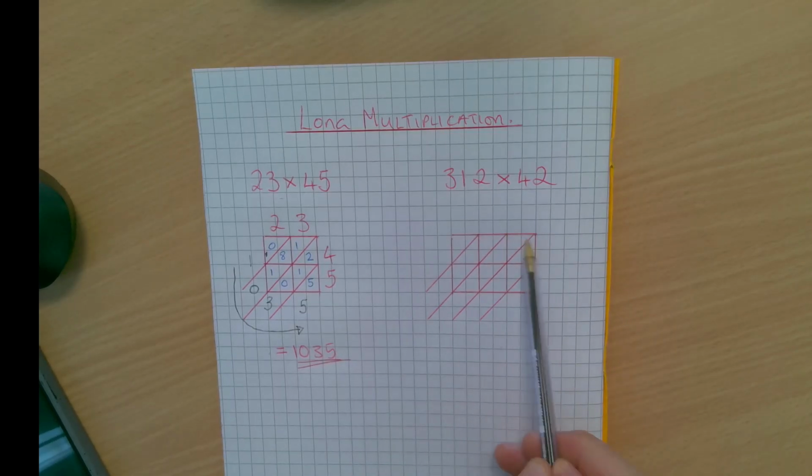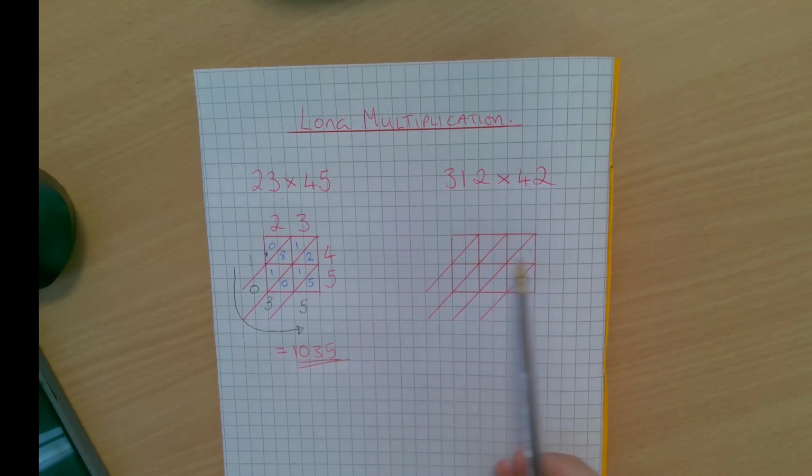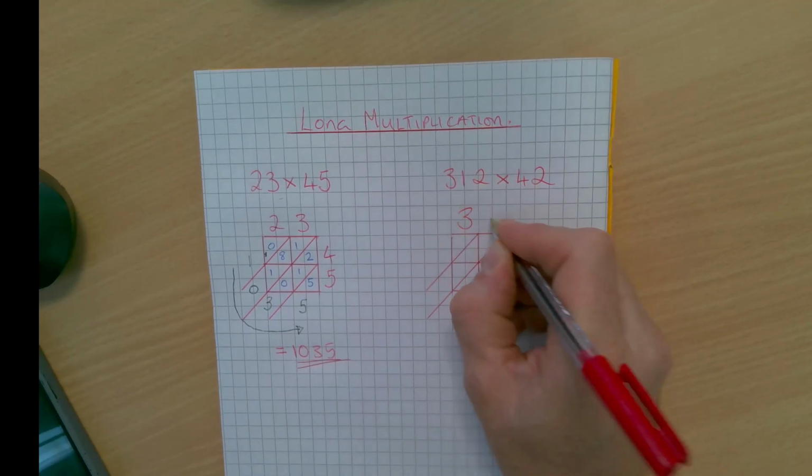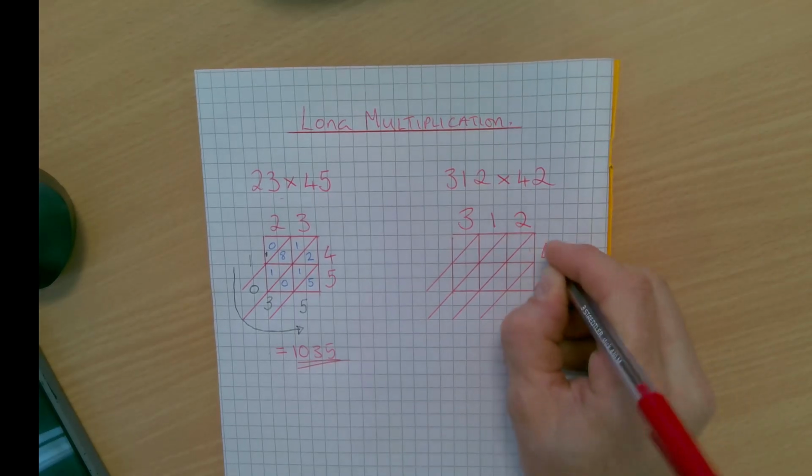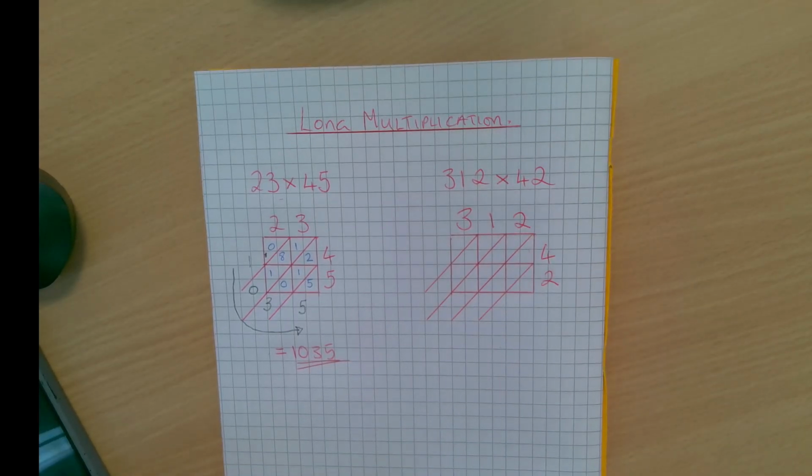And you can see you need a slightly bigger grid. You need three squares across and 2 rows of that. But I'm going to do exactly the same method. I'm going to write the 312 on the top. I'm going to write the 42 down the side. I'm going to change my pen to blue now to populate this grid.